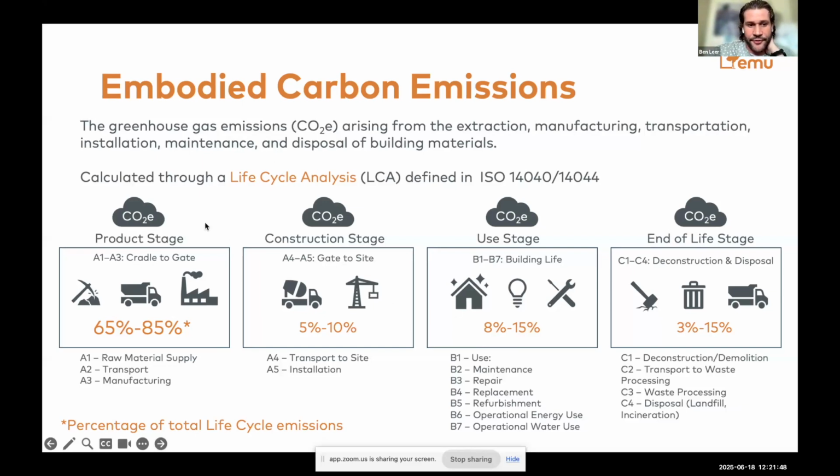For this analysis, we're going to focus in on the product stage, so cradle to gate. The reason we're doing this is that this stage really accounts for the most emissions along the entire chain. Anywhere from 65 to 85% of the total emissions of a product's life cycle comes at this production stage, A1 through A3. So we're going to focus in here throughout this analysis.